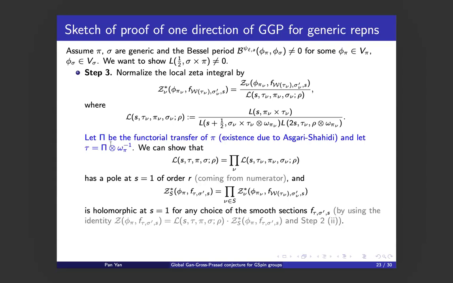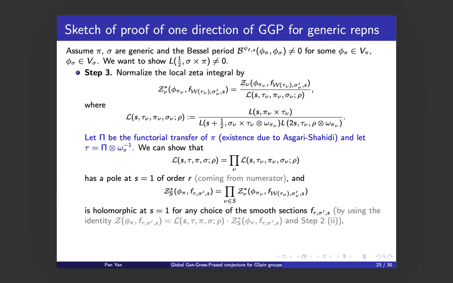And now we take tau to be capital pi tensor omega pi inverse. So this is a representation of GLK. So when we take this particular tau, we can show that the completed script L, this is taken the product of the local script L, which is this expression. We can show that this expression has a pole at s equals 1 over r, and this is coming from the numerator, this term of here, the L function of pi times tau.